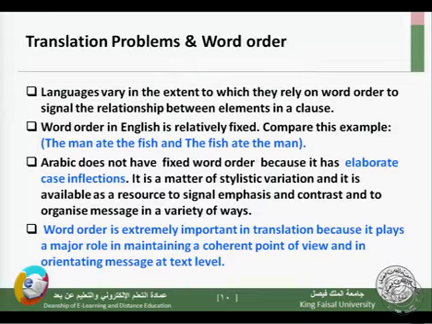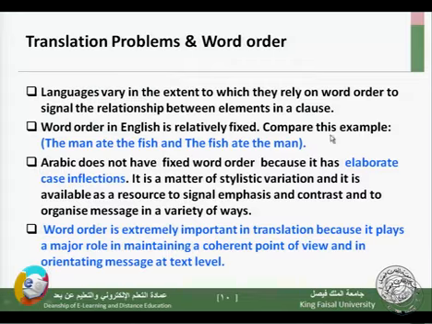Now the last point, as I promised, is word order. Word order is a phenomenon in English. It is very important. You need to understand it very well. Why? Because it signals the relationship between elements in the clause. You can tell the relationship between the elements of the clause from the order. You look at the order of the words: subject, verb, object. This is the order. Now, word order in English is relatively fixed.